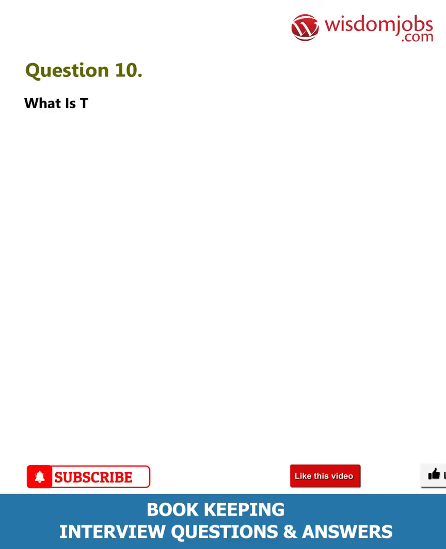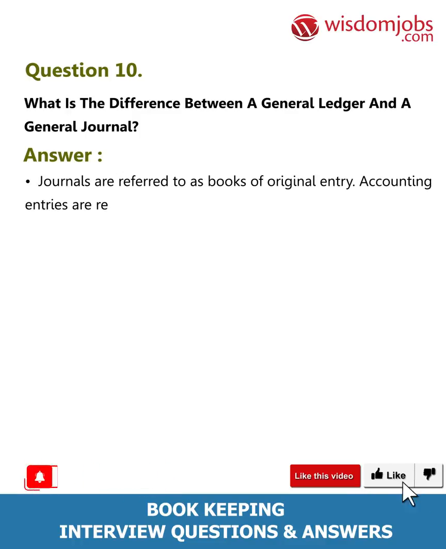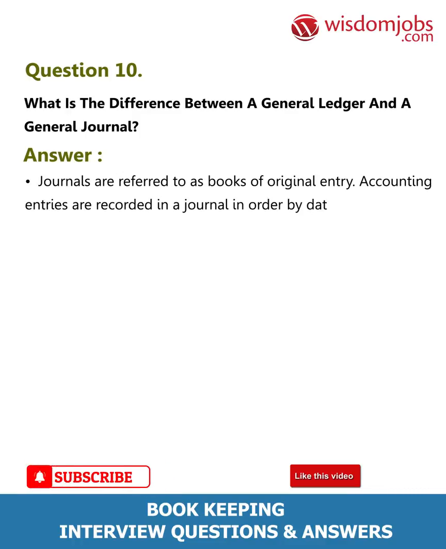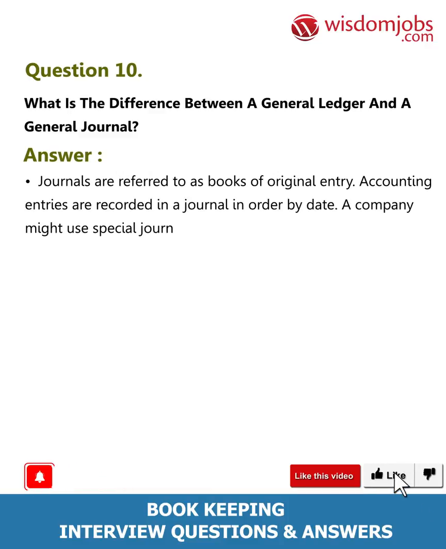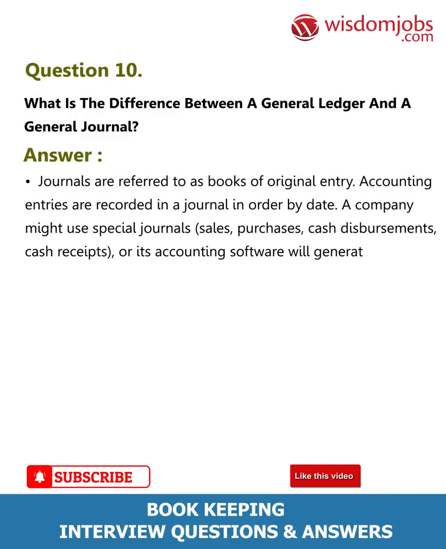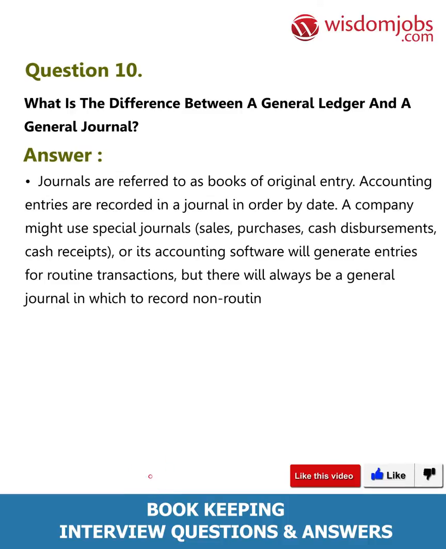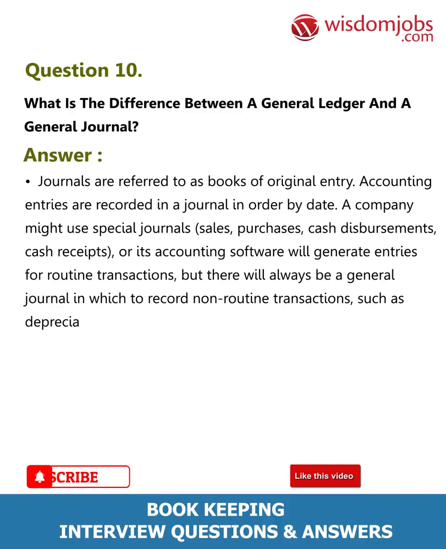Question 10. What is the difference between a general ledger and a general journal? Answer. Journals are referred to as books of original entry. Accounting entries are recorded in a journal in order by date. A company might use special journals: sales, purchases, cash disbursements, cash receipts, or its accounting software will generate entries for routine transactions. But there will always be a general journal in which to record non-routine transactions such as depreciation, bad debts, sale of an asset, etc.